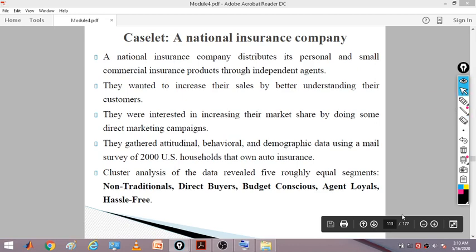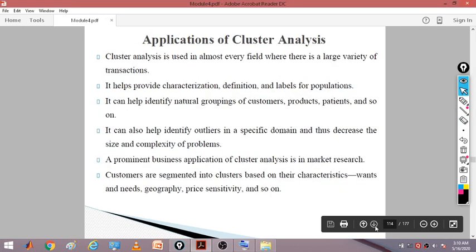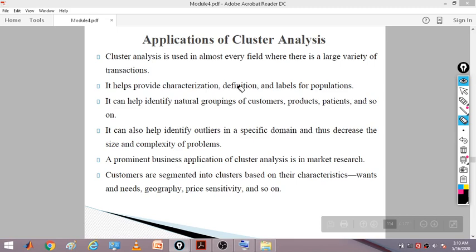That is what clustering does. We are not focusing on a target label, we are just trying to group things. Cluster analysis can be used in almost every field where there is a large variety of transactions. It helps us characterize, define and label a population. We don't have a single target label, so we segregate the groups, and for a particular group we label it according to the nature and characteristics of that group.